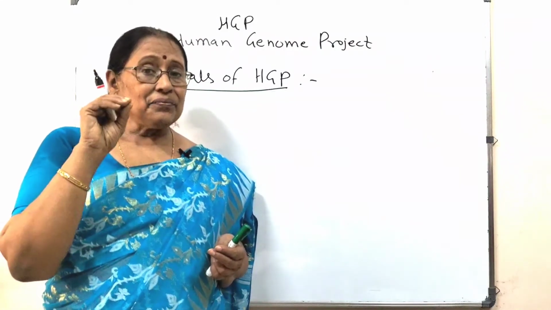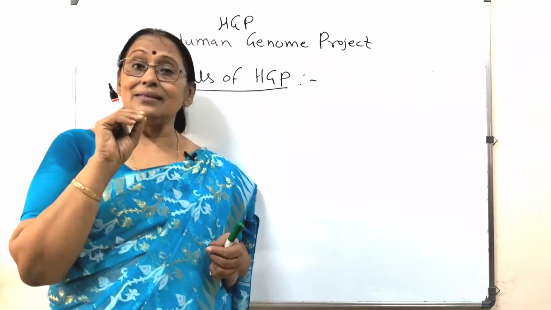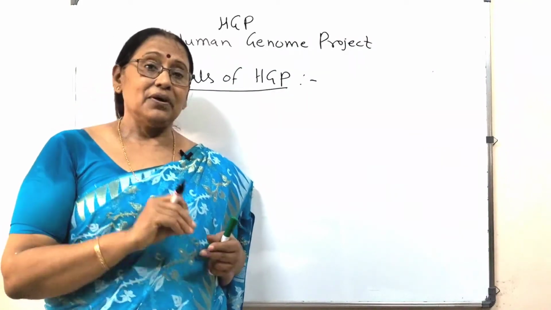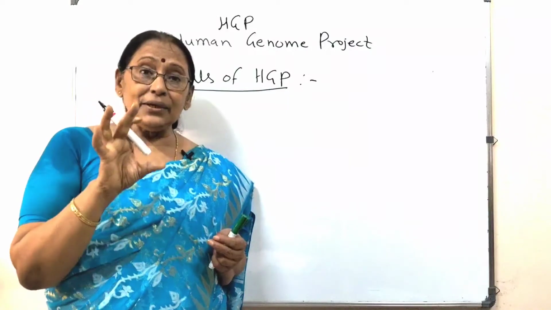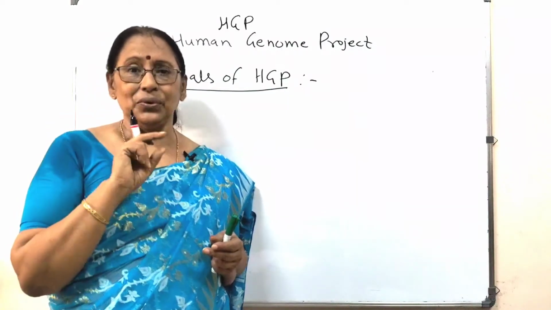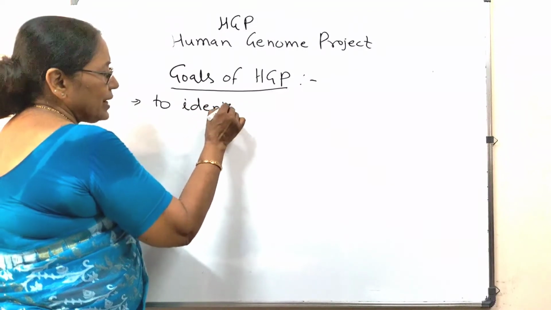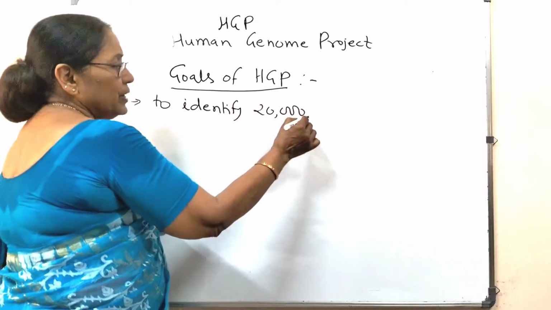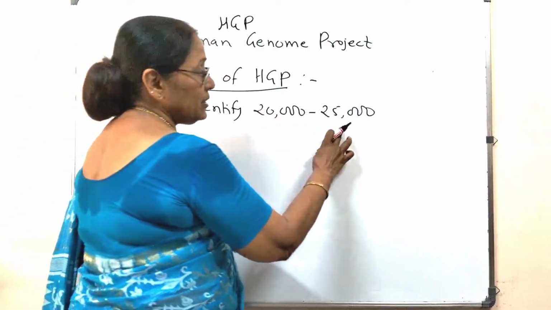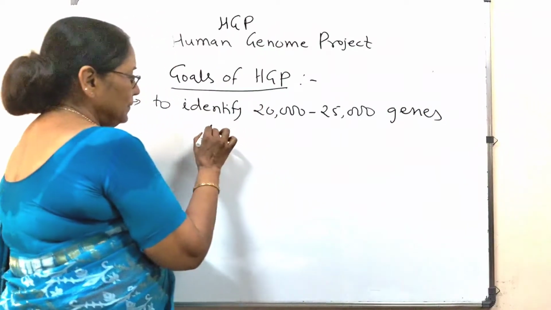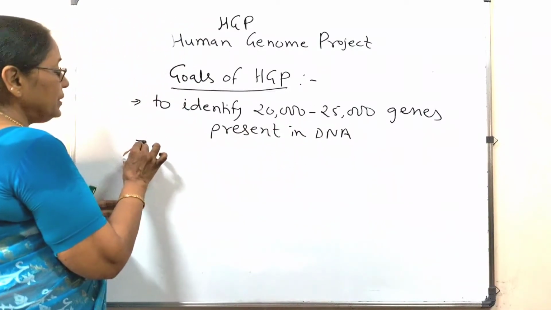Our intention is that if one person is suffering from thalassemia and another is not, then what is the defect in the gene of the person who is suffering, which nitrogen base differs from the healthy one? So we need to identify the genes. So our first goal is to identify the approximately 20,000 to 25,000 genes present in human DNA. This is first.